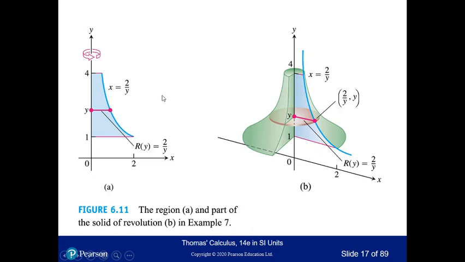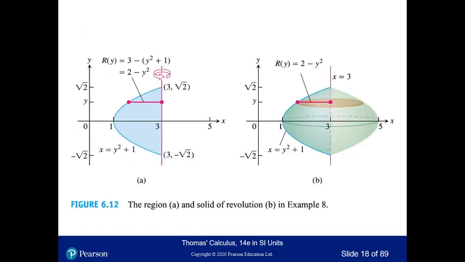Pi times 4 over y squared dy. You just integrate and find the volume of this solid. Interesting, right? But that's true. And there's another example. You see this region.